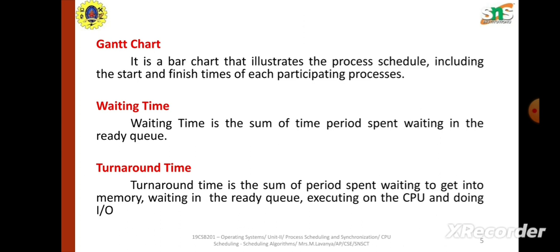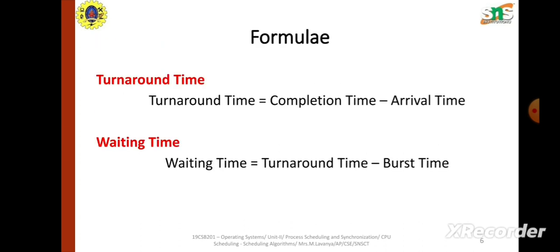Then, as we have seen in previous sessions, you know what a Gantt chart is. That's nothing but a bar chart, and waiting time is the time period spent in the ready queue, and turnaround time is the total time of the waiting queue plus its execution time. These are the formulas which are used to calculate the turnaround time and waiting time. Turnaround time equals completion time minus arrival time. Waiting time equals turnaround time minus burst time.